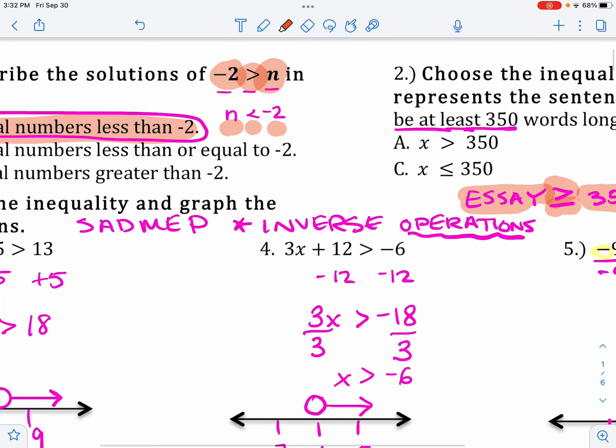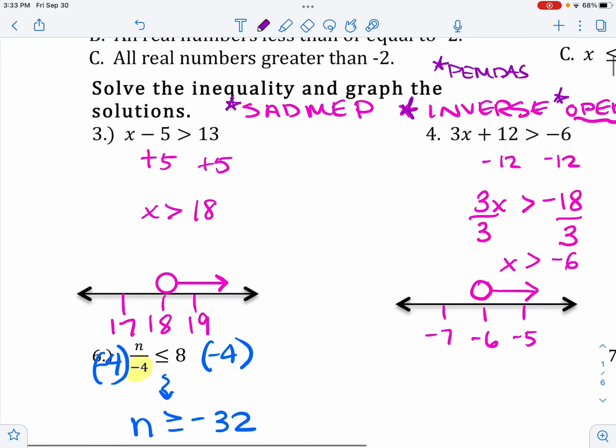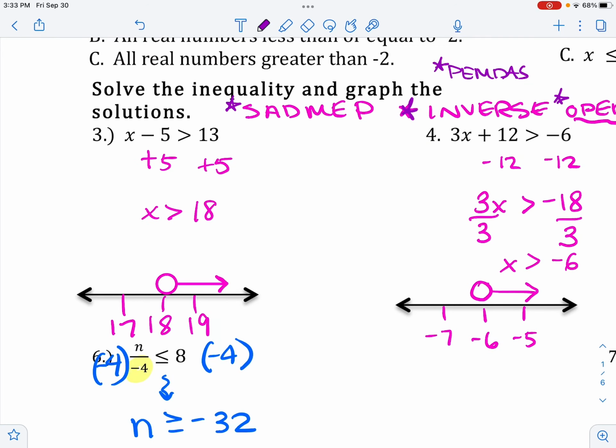All right, when I'm solving for all these equations, I want to keep in mind my PEMDAS as needed, right? And my SADMEP, and that I'm using inverse operations to solve, right? So if you're still trying to remember those things, then just write them on your test when you take it so you don't forget the next right step.